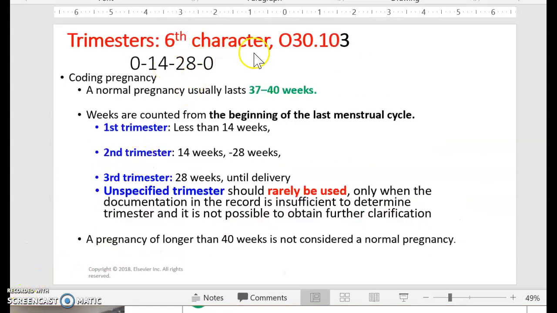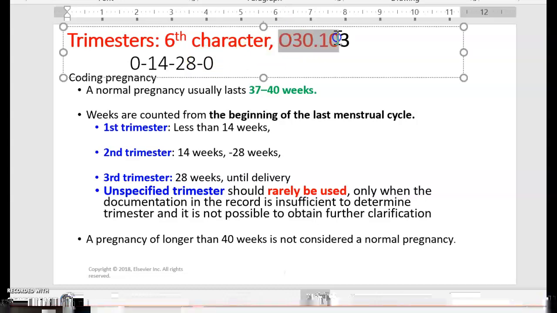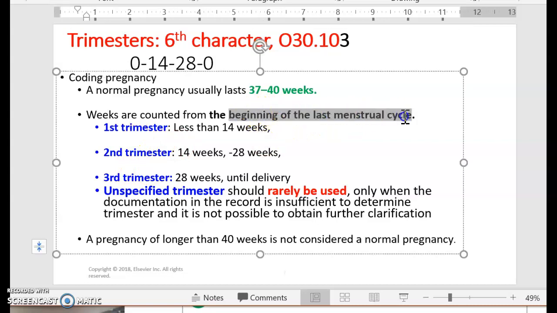Trimester is very important to understand, the difference and the character. Remember, every code in your chapter 15, as you can see right here, the 6th character is usually for the trimester of the pregnant lady, indicating what trimester she presented, what trimester she had certain complication. And the trimesters are divided between 1st, 2nd, and 3rd, starting from the beginning of the last menstrual cycle. That is considered to be the 0 day.